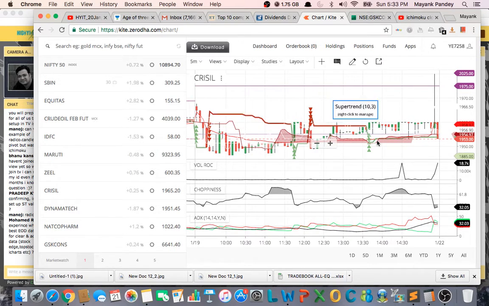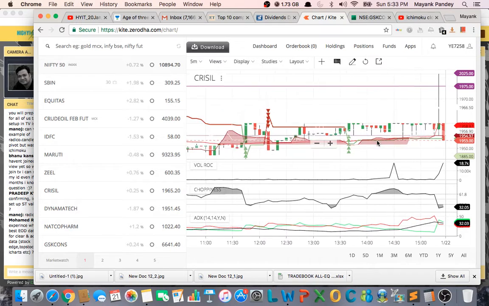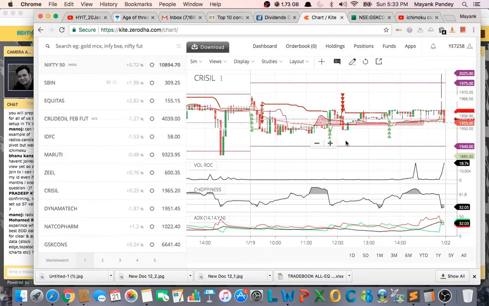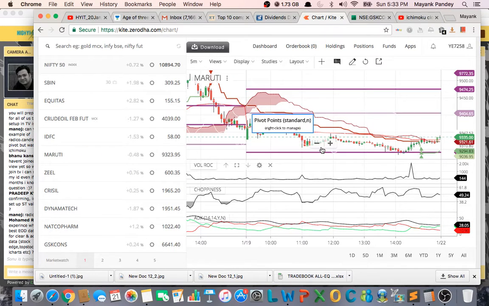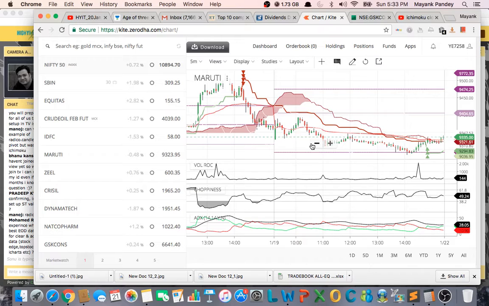If you are a safe trader, follow the overall Nifty direction. And if you are very confident in technicals, you can also go against the market and trade, and you can earn money. Not a big deal.